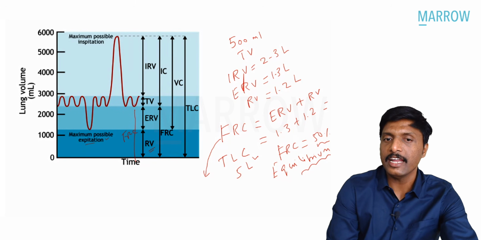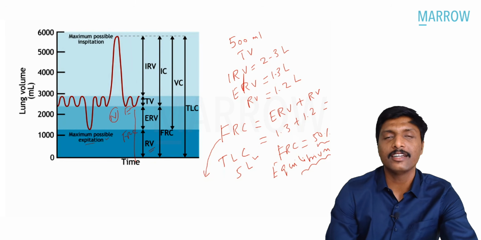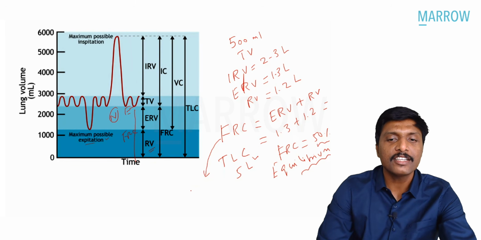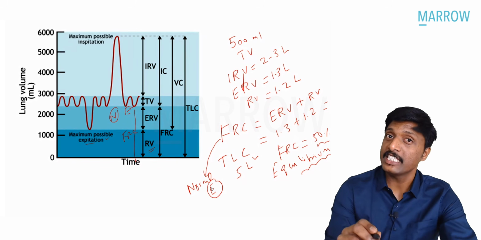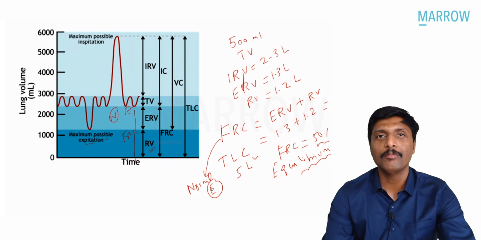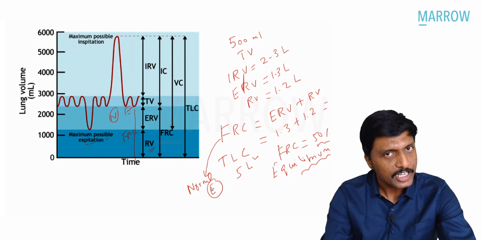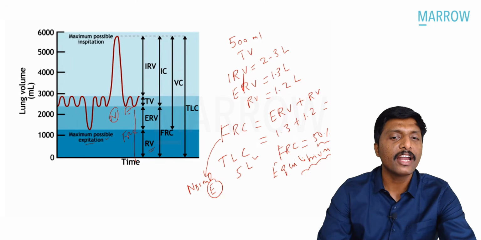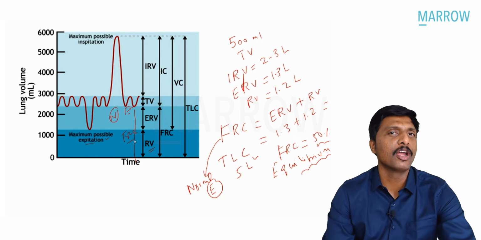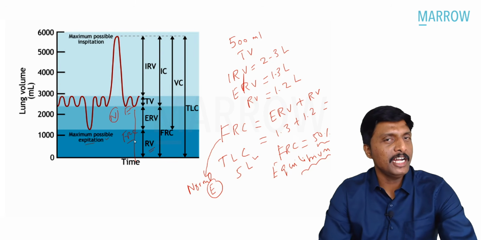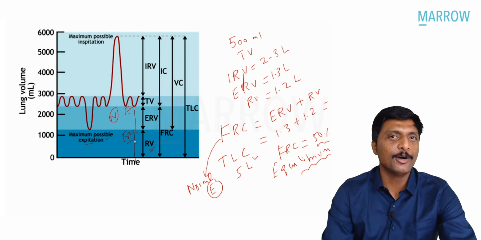And this is the end of our normal expiration. That means FRC is the volume of air that is left in the lung at the end of normal expiration. Maximal expiration, residual volume. At the end of normal expiration, what is the volume of air that is left in the lung? Functional residual capacity, which is 2.5 liters. It was asked many times before. Be familiar with these concepts.